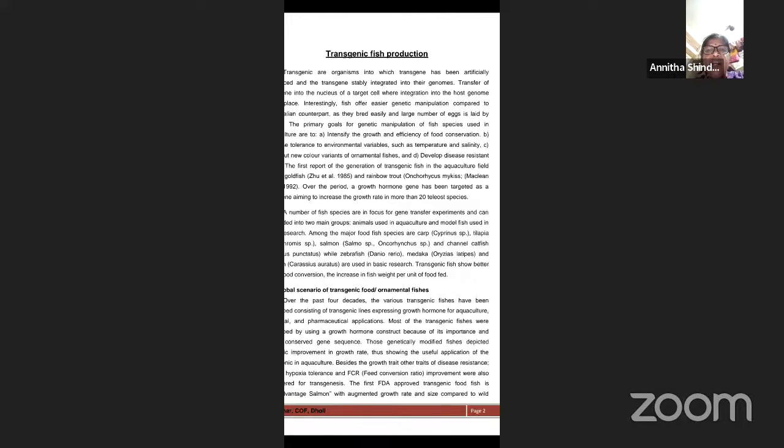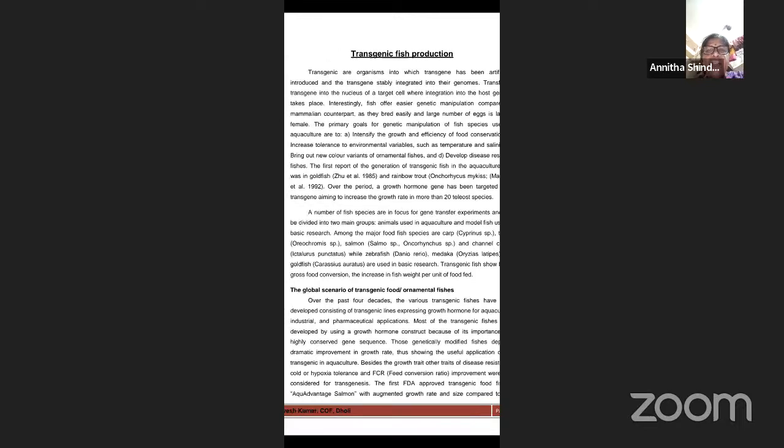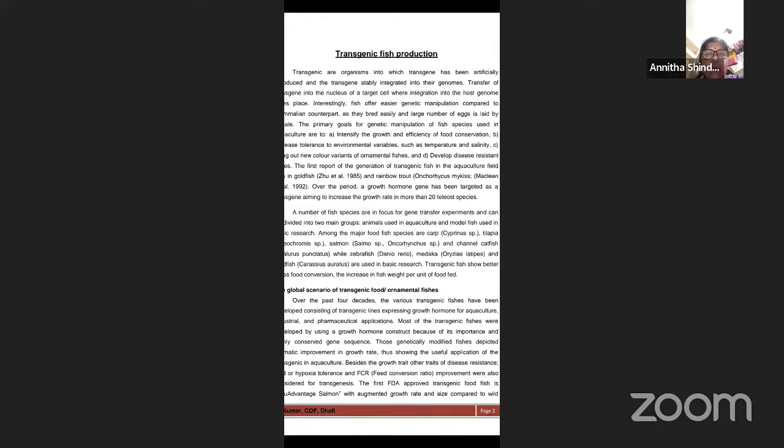Now the global scenario of the transgenic for other ornamental fishes. Over the last 4 decades, various transgenic fishes have been developed all over the world, and these transgenic fishes are expressing the growth hormone for aquaculture. These transgenic fishes were used for aquaculture, industrial, as well as pharmaceutical applications. Most of the transgenic fishes developed using a growth hormone also had a highly conserved gene sequence. So these genetically modified fishes led to a dramatic development in the growth rate, thus showing the application of this transgenic in aquaculture.